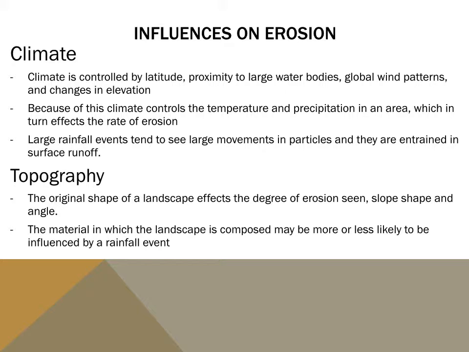The shape of a landscape also affects the amount of erosion. The shape of the slope, whether it be flat, concave or convex, and the angle of the slope have been found to greatly influence the amount of erosion in a landscape. Also affecting the erodibility is the material which makes up the landscape. Soils may erode faster or slower depending on soil or sediment characteristics.